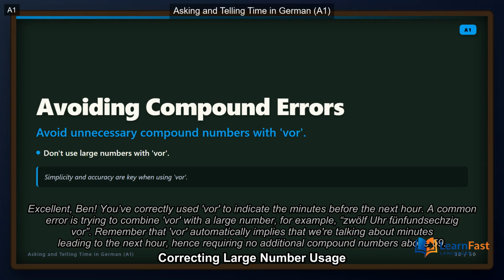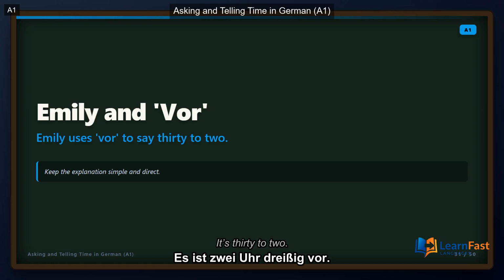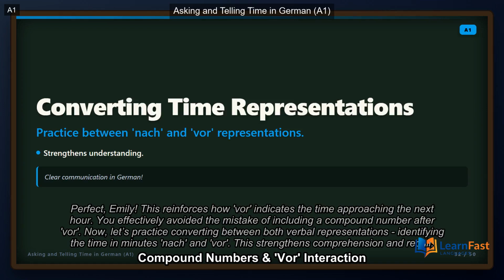numbers above 59. Es ist 2:30 Uhr vor. Perfect, Emily. This reinforces how vor indicates the time approaching the next hour. You effectively avoided the mistake of including a compound number after vor.